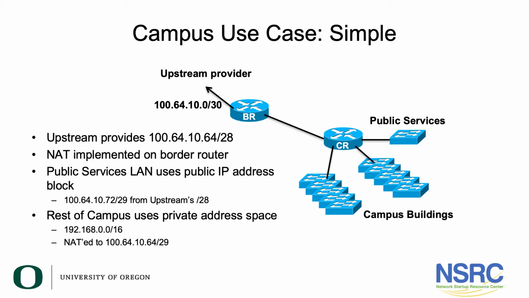The public services LAN will use a public IP address block, and we shall use a /29 in this case, 164.10.72/29 out of the /28 we've been given. Then the rest of the campus will use address space out of 192.168/16, which we shall NAT to 100.64.10.64/29.